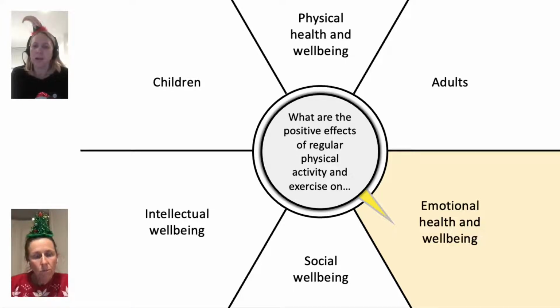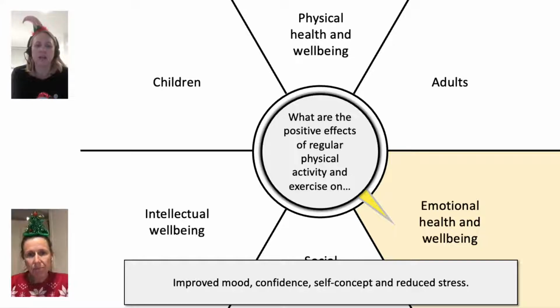Let's see if there's any more, and we can bring up our answers and see if they match yours. Let's have a little look. So absolutely, as Rachel's talked about, that key terminology, those lovely juicy health and social care words. So we've got improved mood, confidence, self-concept, and reduced stress. So try and use that terminology. Don't be vague in your answers. You've got to be really specific.